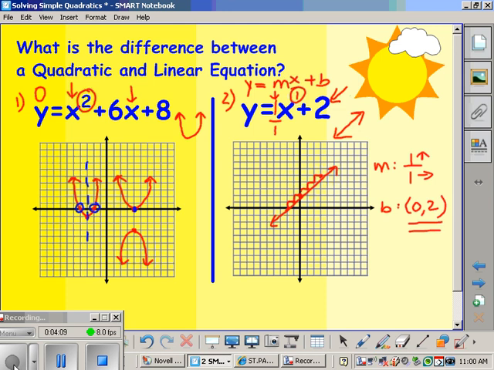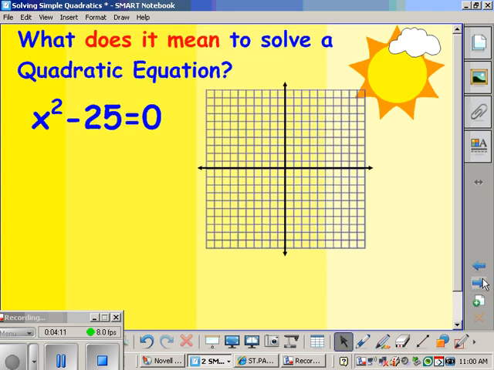So let's take a look at how you solve what we call a simple quadratic. Okay, here it says, what does it mean to solve a quadratic equation? x squared minus 25 equals 0. So again, we're going to graph this as well. But to solve it, what we want to do is isolate the x squared. So similar to solving a regular linear equation, we're going to add the 25 to the right. So we will have x squared equals 25.